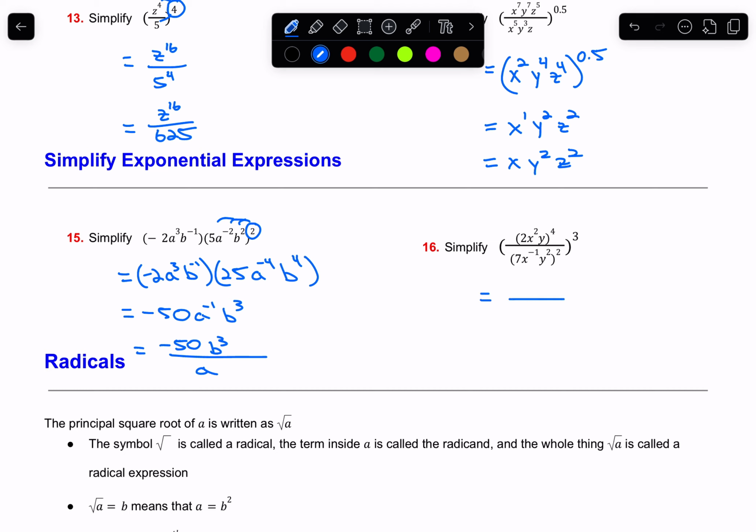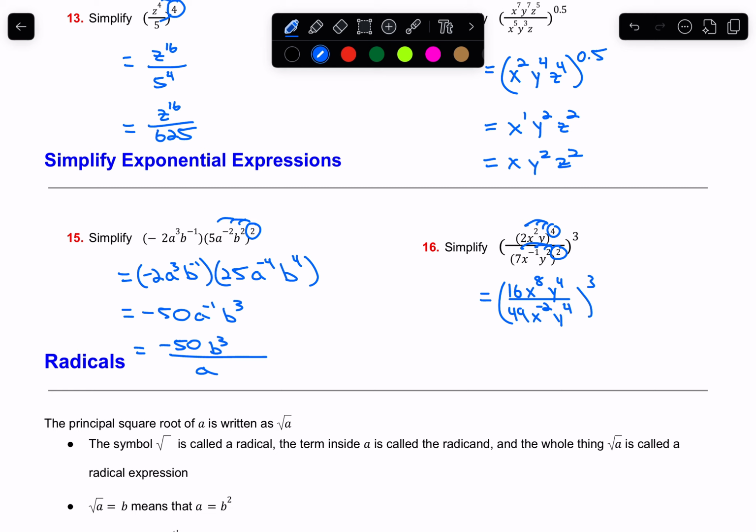So in the numerator here, we have to distribute this 4 on the outside to all three things inside these parentheses up top. So if I do that, 2 to the power 4 is 16, x squared to the power 4 is x to the 8th, and y to the power 4 is just y to the 4. In the denominator, I have a 2 on the outside that I have to distribute to all the things inside. So 7 squared is 49, x to the negative 1 squared is x to the negative 2, and y squared squared is y to the 4.